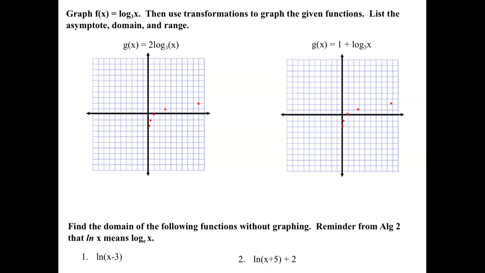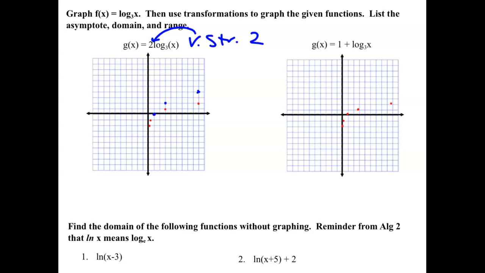So for this first one, what does this 2 in front do? All right, vertical stretch of 2. So what does that affect? Which coordinates? The y's. So our y's are just getting doubled. They're going to be twice as high as they were. So this point over here at 9,2 is going to move to 9,4. Our point at 3,1 is going to move to 3,2. Doubling 0 is still 0.